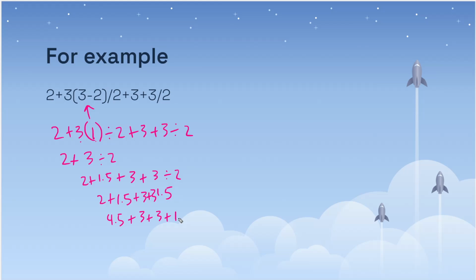Plus 1.5. 4.5 plus 3 is 7.5, plus 3 is 10.5, plus 1.5 is 12. So there we go. We've evaluated this expression. Congratulations.